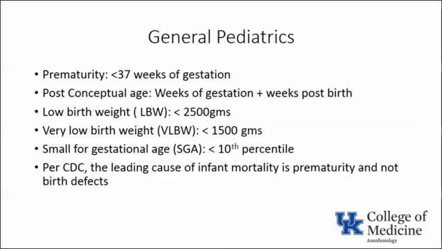A low birth weight infant is one that weighs less than 2,500 grams at birth. A very low birth weight infant is one that weighs less than 1,500 grams at birth. A child that's small for gestational age is one whose weight is less than the 10th percentile. And according to the CDC, the leading cause of infant mortality is prematurity and not birth defects.